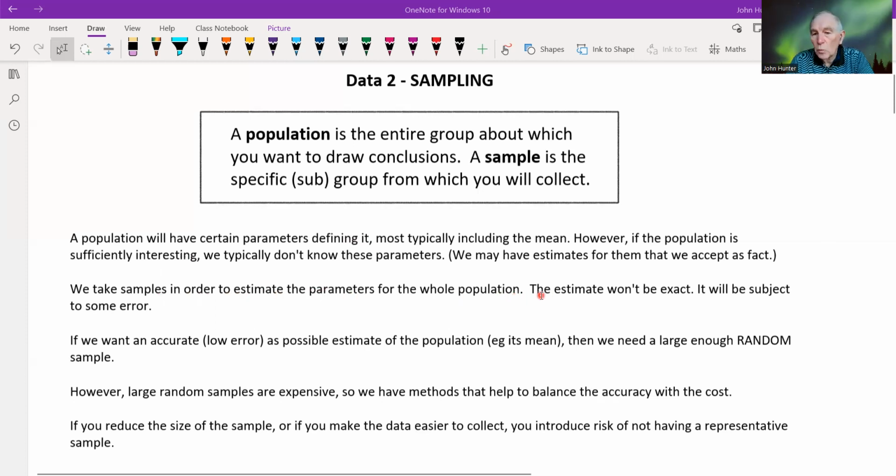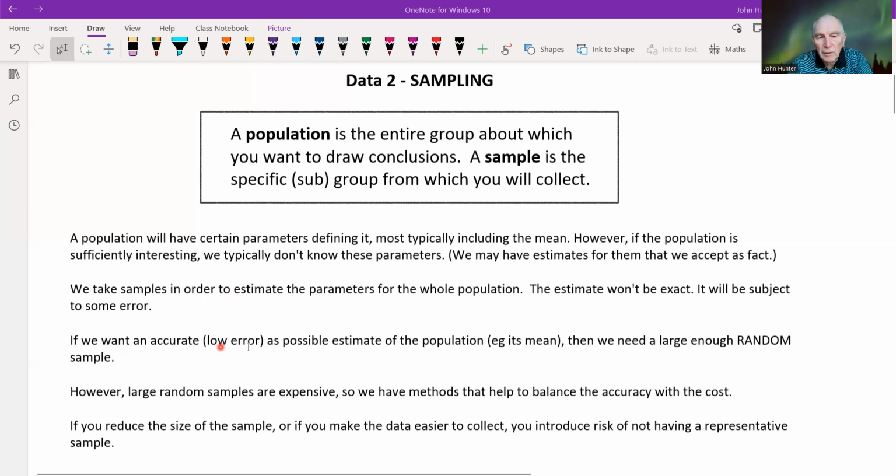Now that estimate won't be exact; it will be subject to some error. We might define that in terms of plus or minus 2%, but even if we say plus or minus 2%, there's still a chance that it might fall outside that range. There are various ways of defining that, but we're not primarily interested in that, certainly not in this video.